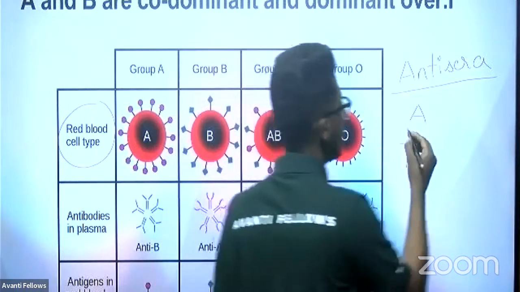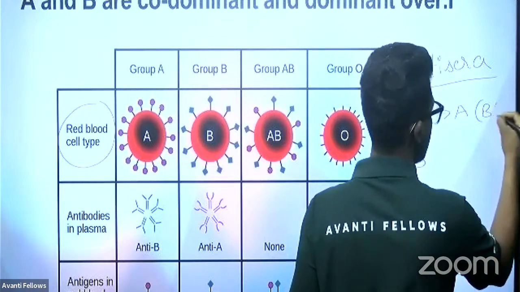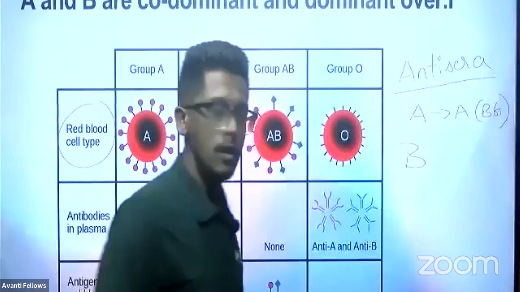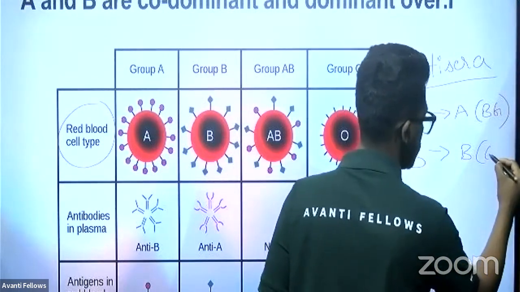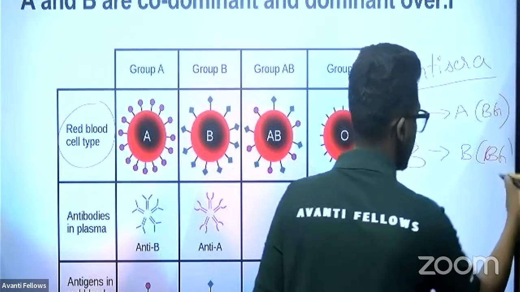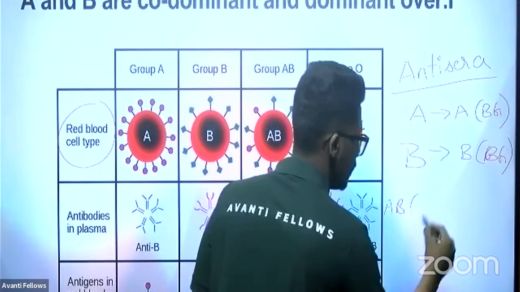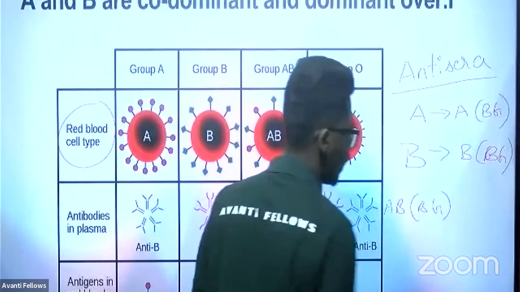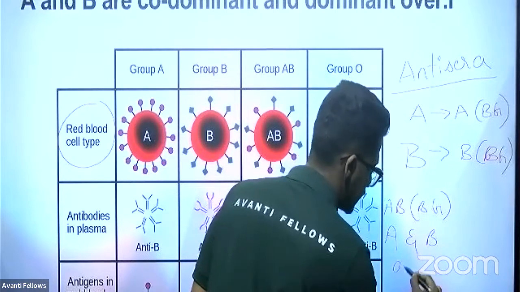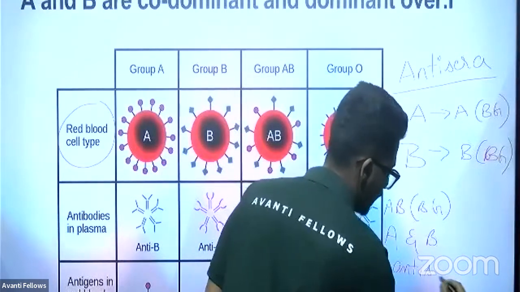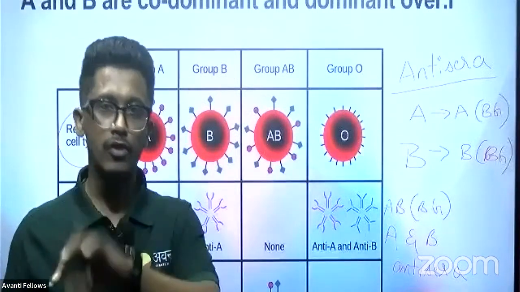Now what will happen? Antisera A will react with A blood group. Antisera B will react with B blood group. And then I have AB blood group, which reacts with both A and B antisera. So this is how I can physically examine which person has which blood group.